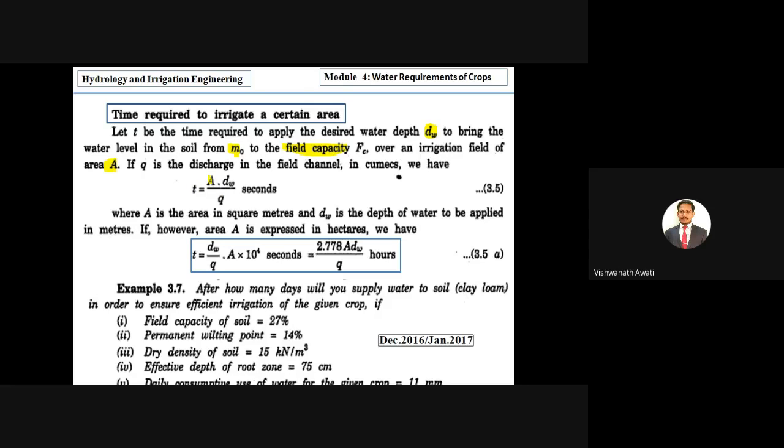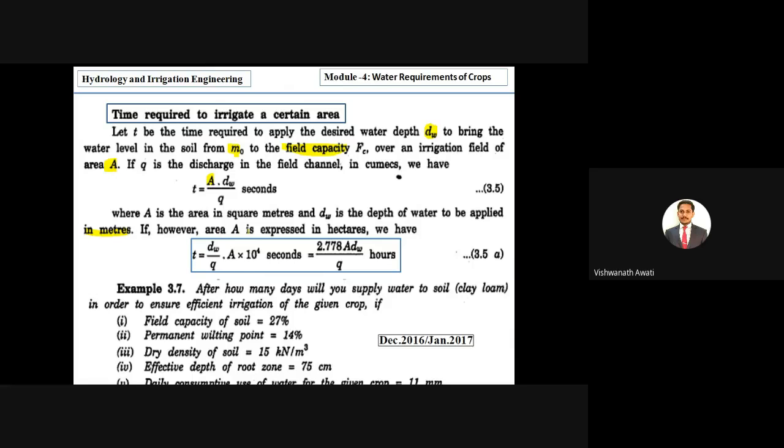Here A is the irrigation field area. dW is the depth of water given for watering, and Q is the discharge, and T is in seconds. So we can calculate time in seconds using this formula, where A is area in square meters and dW is the depth of water to be applied in meters.